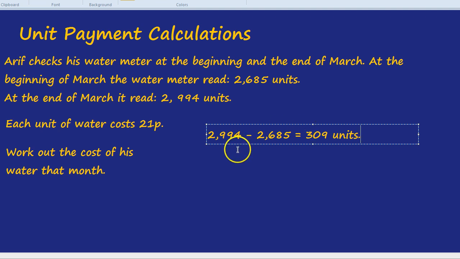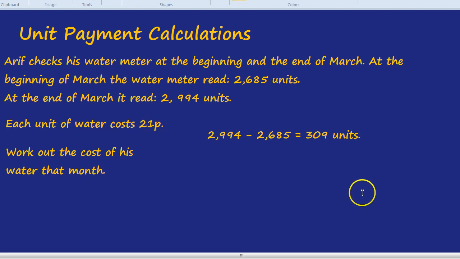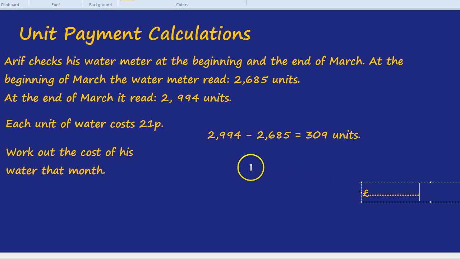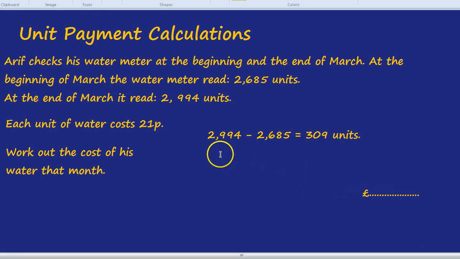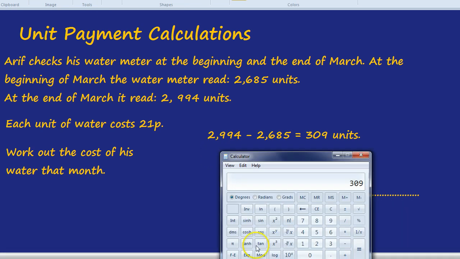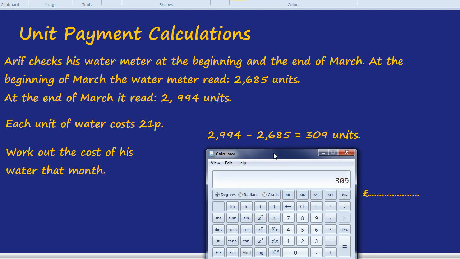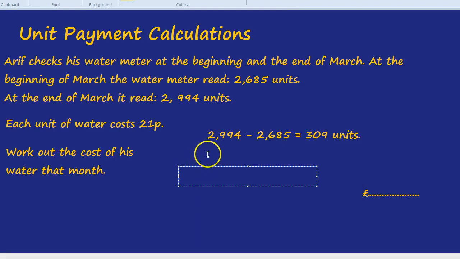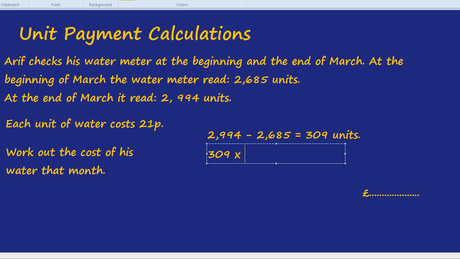How much does each unit cost? Each unit costs 21p. So if we want our answer in terms of pounds, let's say we had an answer box in terms of pounds, what do we multiply by? If we multiply by 21, that's okay, but that will give us our answer in terms of pence. How about we just multiply by 0.21, and then we'd have our answer straight away in terms of pounds. Remember, to get from pence to pounds, we divide by 100.